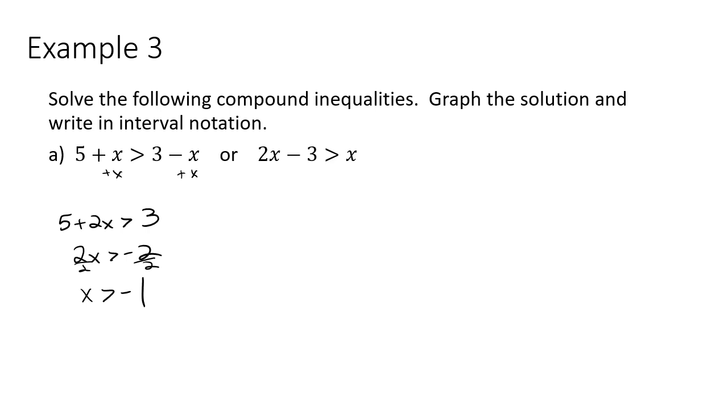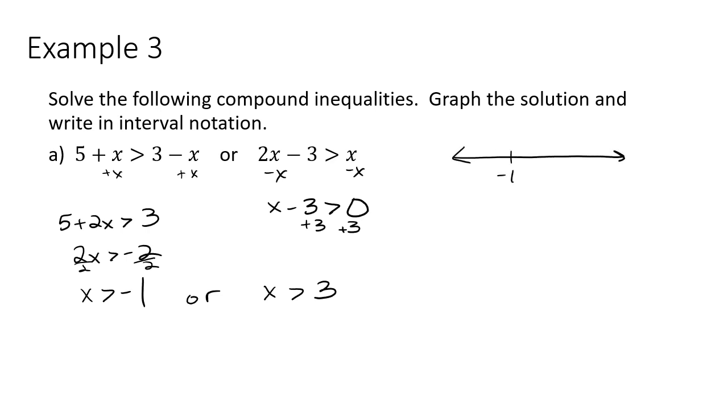On the right-hand side, if I subtract x from both sides, x minus 3 greater than 0, add 3 to both sides, x is greater than 3. So we've got x is greater than negative 1, or x is greater than 3. So x is greater than 3 would be everything to the right of 3. X is greater than negative 1 would be everything to the right of negative 1. So that's going to be together everything to the right of negative 1.